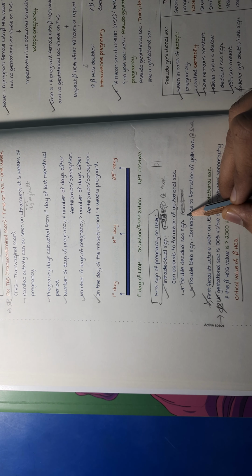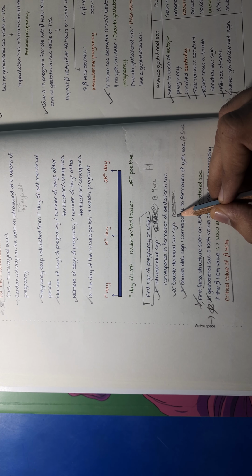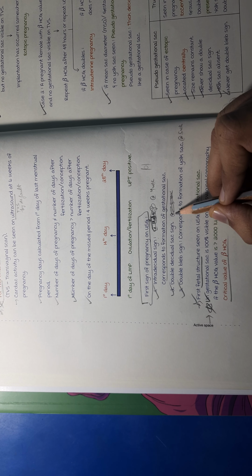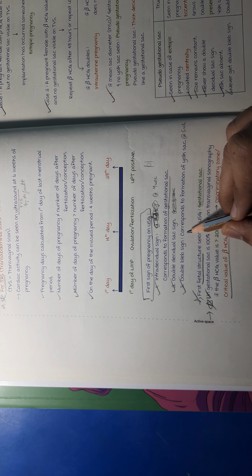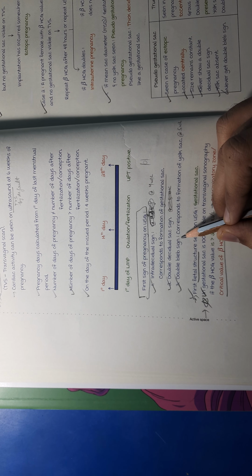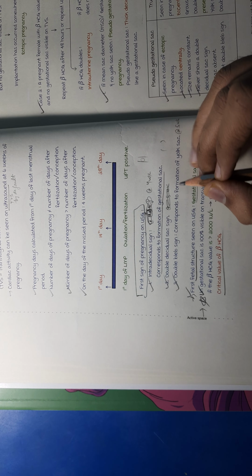Then the double decidual sign, that is when the inner cell mass forms the embryonic disc and the blastocyst cavity is divided into two. This is seen, then the third is seen when there is the double bleb sign. So the double decidual sign is the formation of capsularis and parietalis.